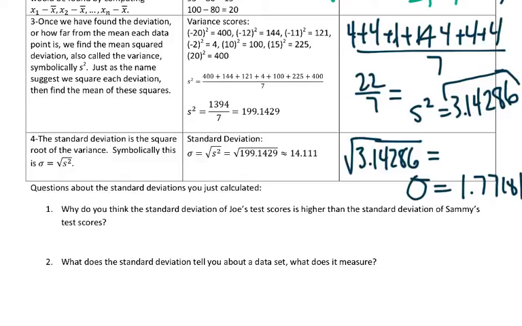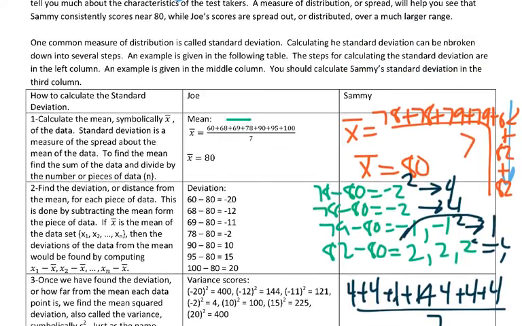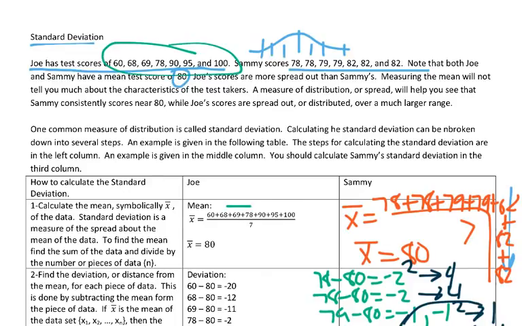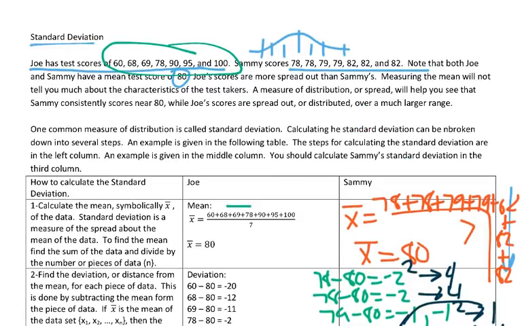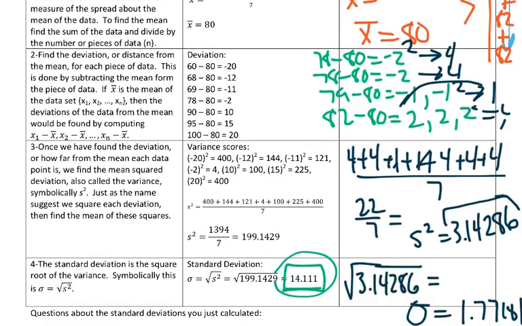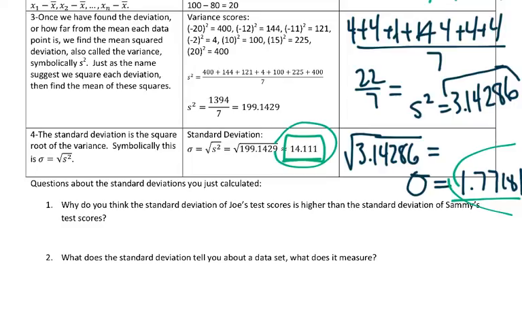So then you notice the difference here, which goes to tell us that yes, Joe's scores were very spread out. We can see that because their standard deviation is 14. Whereas Sammy's were all close together, and we see that in the 1.77281. So you can see that the deviation is higher because it's more spread out. There's more variation to it. Whereas Sammy's are closer together.